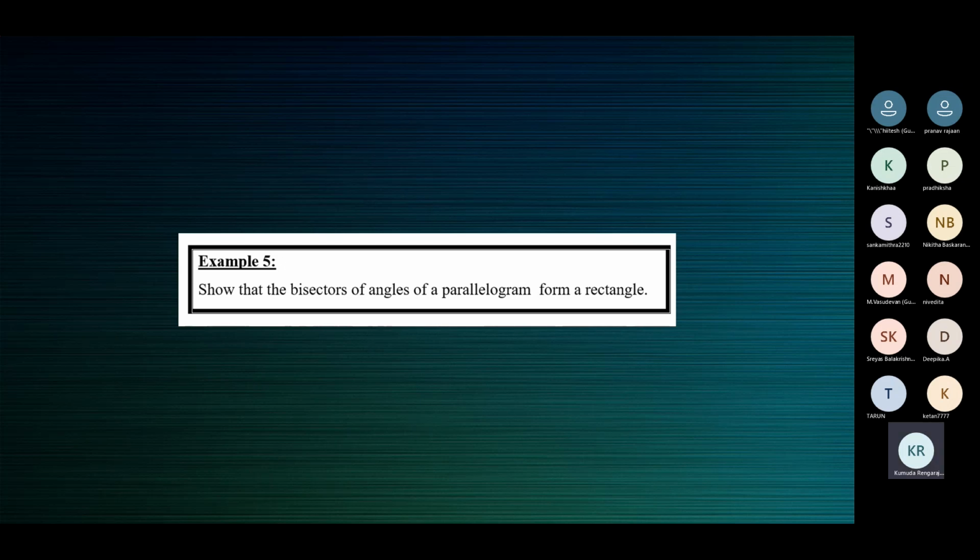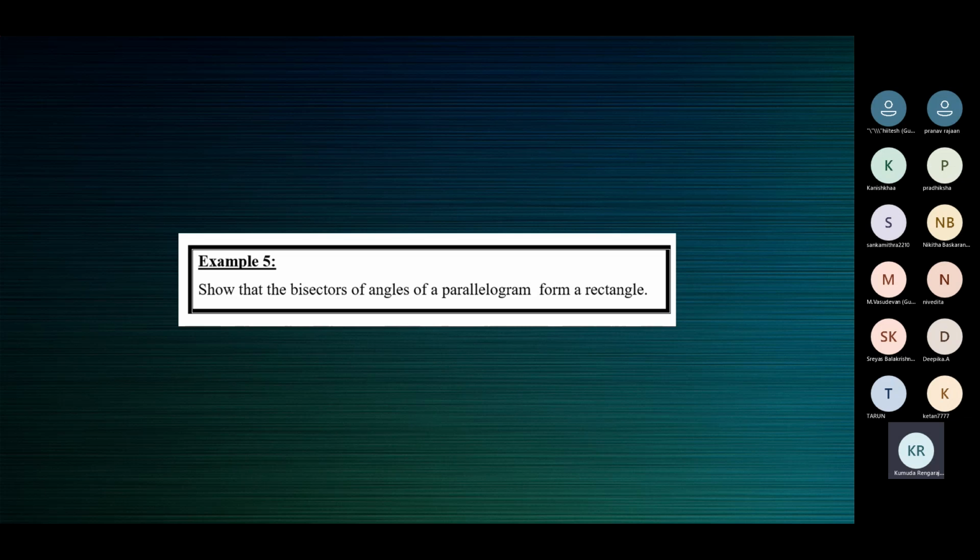So let's continue from example 5. The statement is: show that the bisectors of the angles of a parallelogram form a rectangle. The quadrilateral is a parallelogram already, and every quadrilateral has 4 interior angles. The 4 interior angles are bisected, and the bisectors will form a quadrilateral. They may not always form one. I'll tell you those exceptions later. First, we'll understand this.